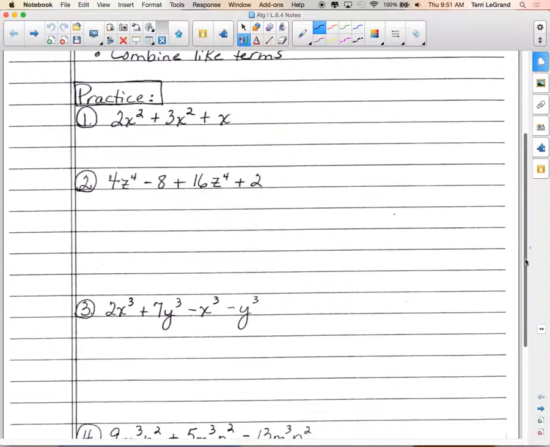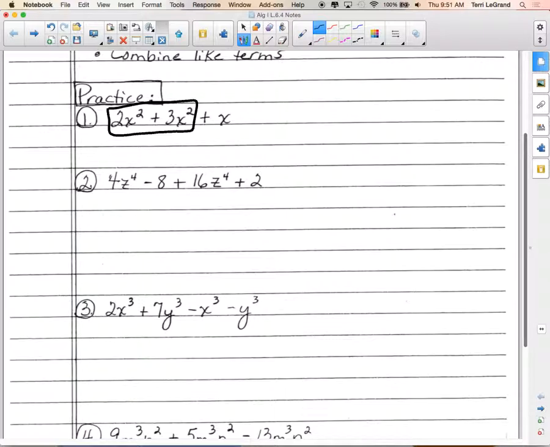And they're like terms because why? They're the same variable raised to the same power. So when there's more than one variable involved, you have to think of it the same way. It has to be the same variables raised to the same powers. They have to match exactly. So in this one, the 2x squared and the 3x squared are already beside each other. So let's just box those, that's our way of showing they're like terms.